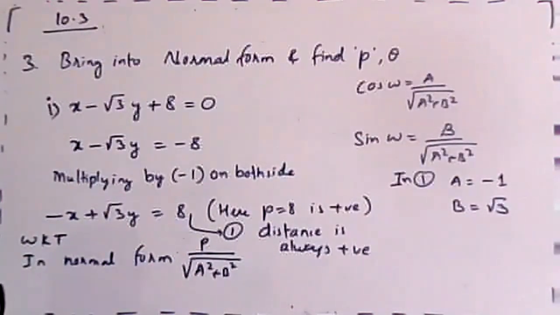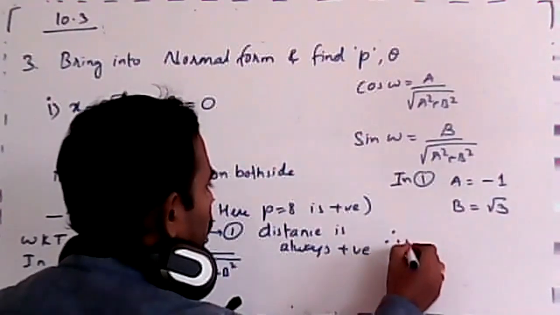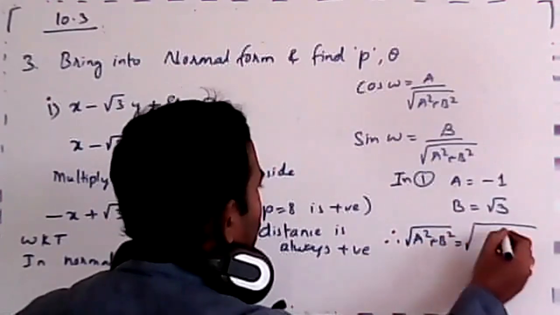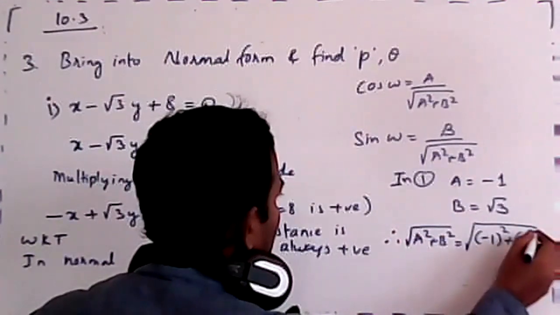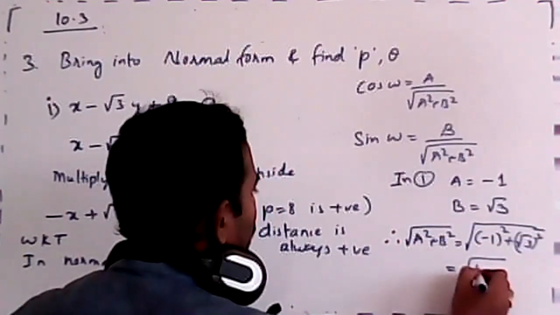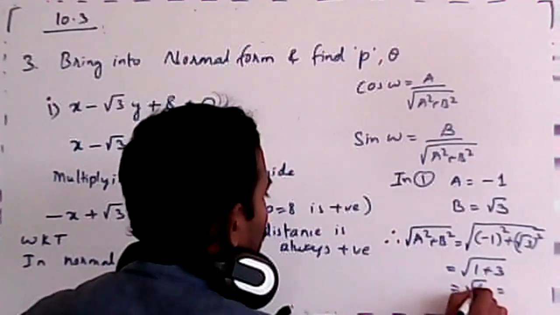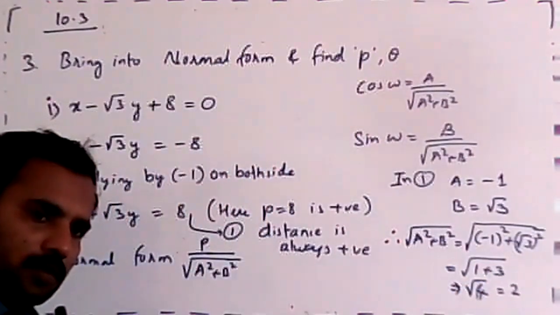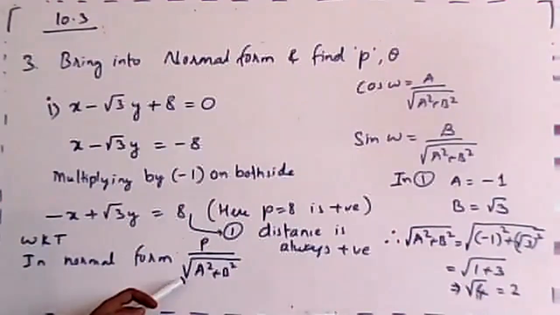Now, if you divide like this, let me find first. Therefore, root of a square plus b square is equal to root of minus 1 square plus root 3 square. It is correct. It becomes root of 1 plus 3, nothing but root of 4, nothing but 2. Correct. Now use this p by root of a square plus b square.